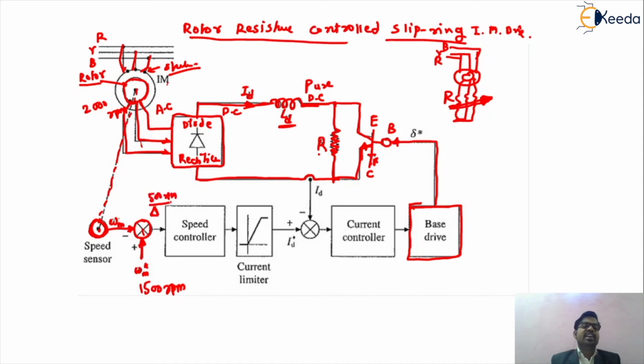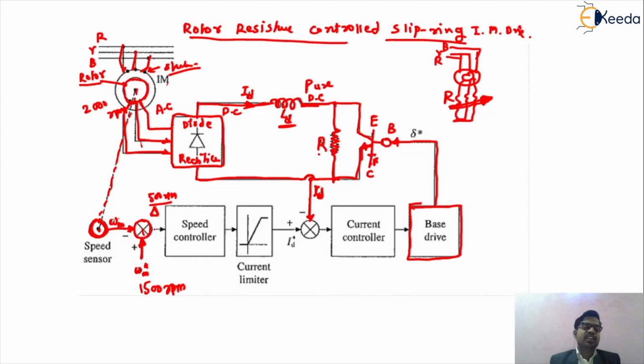So as we have seen, in the closed loop speed control strategy, we are using the current limit control loop. So what do you mean by the current limit control loop? This current limit control loop senses the value of the current of that particular drive, which is called id. And what do you mean by the id? This is the current in that particular circuit.